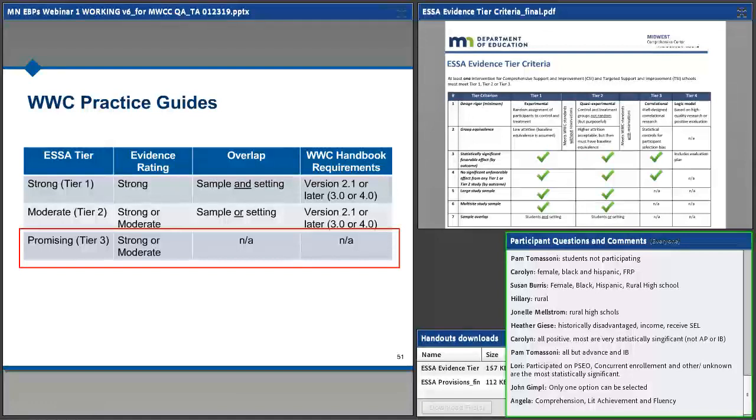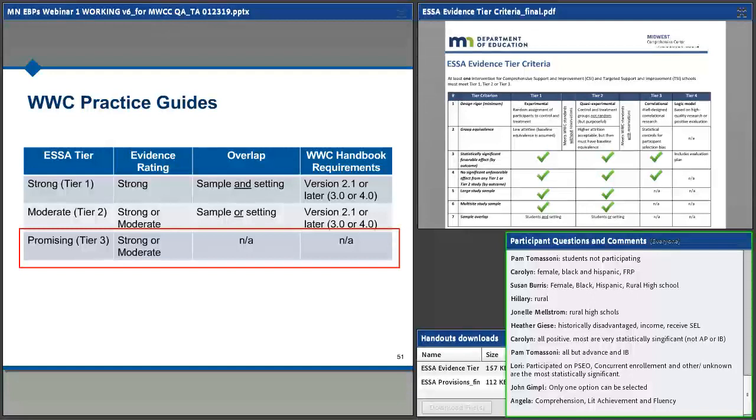Specifically, here are how the different evidence requirements in the practice guides map to the ESSA tier ratings. The only one we care about, again, today is the third. To meet promising evidence, the evidence rating simply has to be strong or moderate. The sample and setting overlap are not applicable, and the version of the handbook that they were evaluated with is not applicable. We'll get into that in the second webinar.